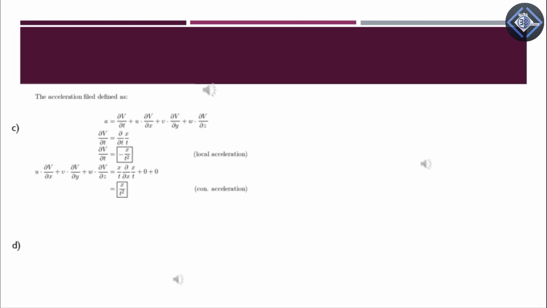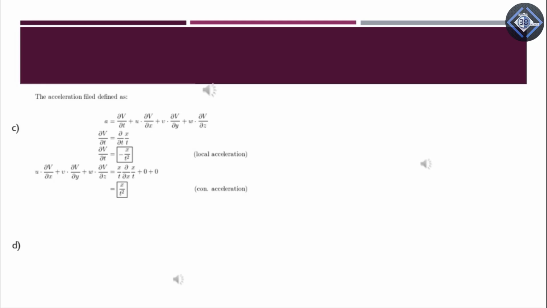In part C of the problem, we are supposed to find the local acceleration and the convective acceleration for this flow field. We know that acceleration a is given as ∂v/∂t plus u ∂v/∂x plus v ∂v/∂y plus w ∂v/∂z. We know that ∂v/∂t is the local acceleration part and the rest is the convective acceleration part. You can see the calculation on your screen.